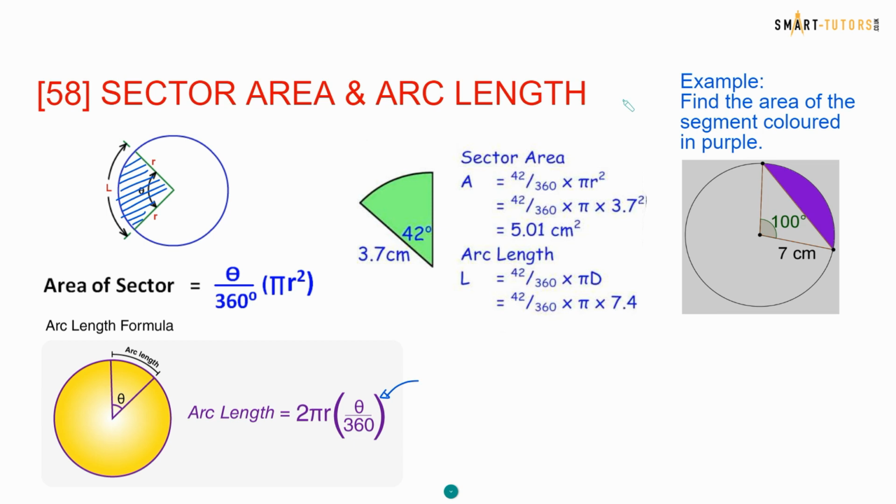So have a look of this, already done a question here. Sector area is 3.7, this also 3.7. So 42 divided by 360 pi r squared, that will give the answer. And arc length is 42 over 360 pi d, diameter is double of the 3.7, or you can put 2 times r and you can still use the 3.7 and you get the arc length.